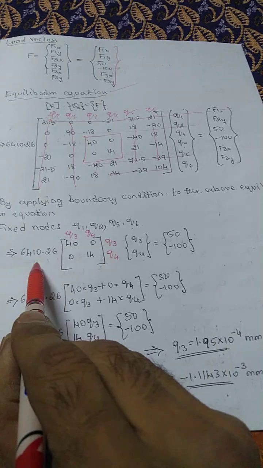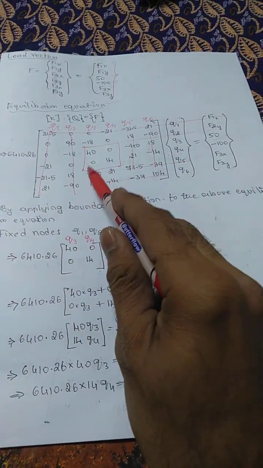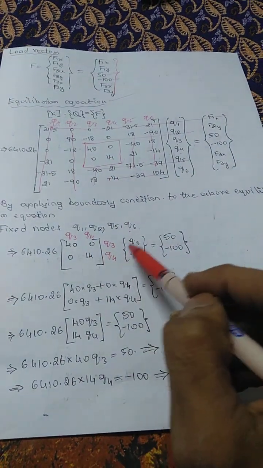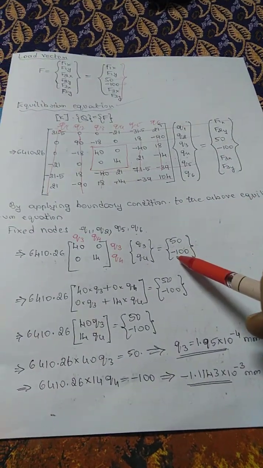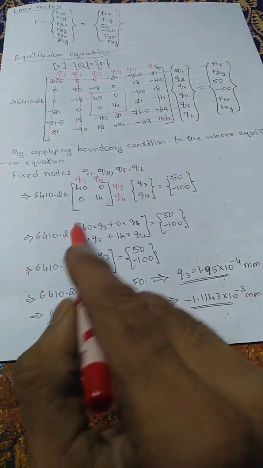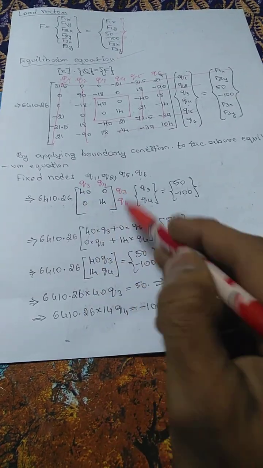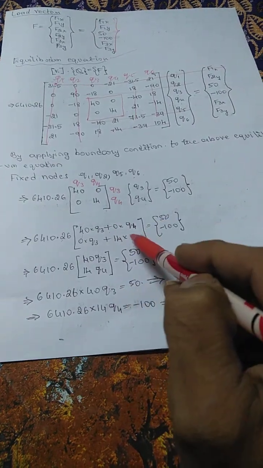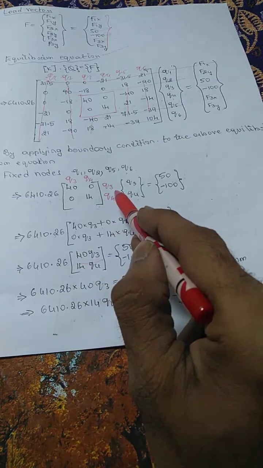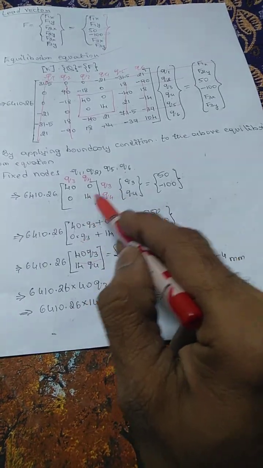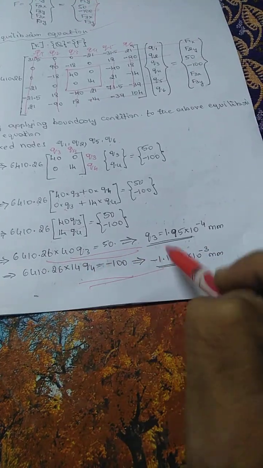So now 6420.26 into this 40 0 0 14. So that is Q3, Q4 displacements, 50 and minus 100 are load vectors. Next, solve this. Q3, this 40 into Q3 plus 0 into Q4, that will be 40 Q3. Next, same, 0 into Q3 is 0 plus 14 into Q4. So after solving like this, you'll get these two values.